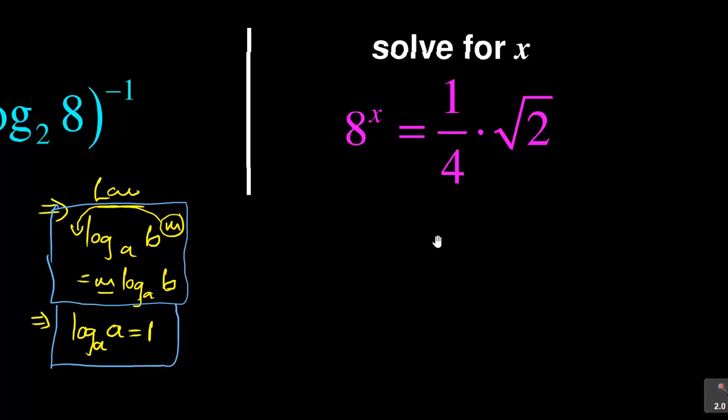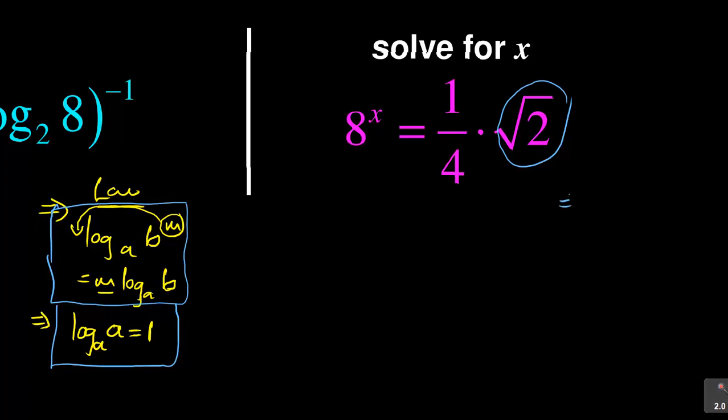Now let us look at this other one. In this one, we are solving for x. It's another important question, and you are supposed to solve for x in this scenario. So how do you go about solving for x here? You're given a to the exponent x is equal to 1 over 4 times square root of 2. The first thing is to deal with that square root of 2.